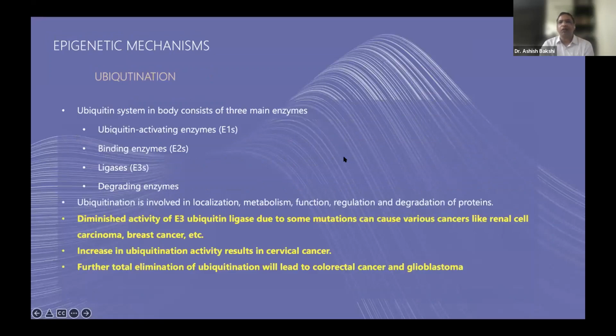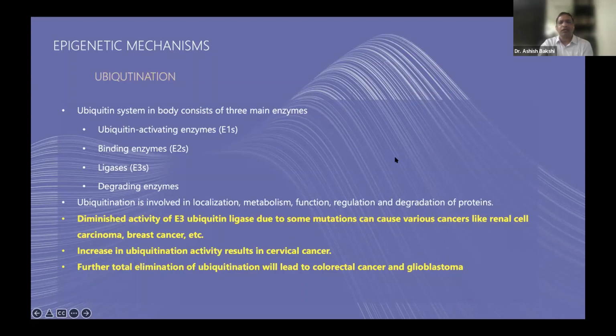Ubiquitination is another cellular process. In the ubiquitin pathway, there are three main enzymes: ubiquitin activating enzymes, which are E1, conjugating enzymes, called E2, and ligases, E3. And then there are erasers, the degrading enzymes in the ubiquitin pathway. Diminished activity of E3 ubiquitin ligase is seen in cancers like RCC and breast cancer. Increase in ubiquitination is seen in cervical cancer. Again, elimination of ubiquitination is seen in colon cancer and glioblastoma.